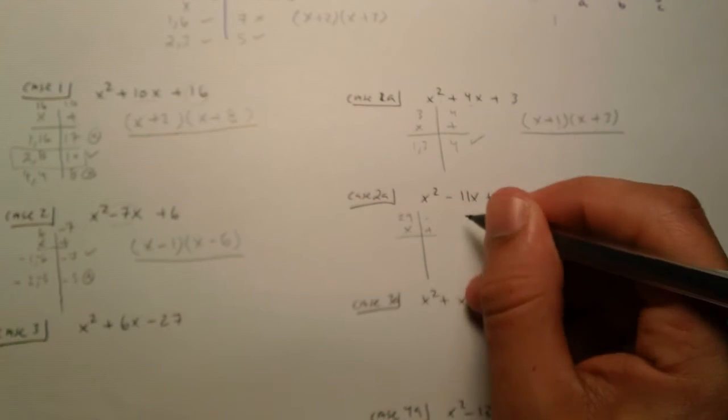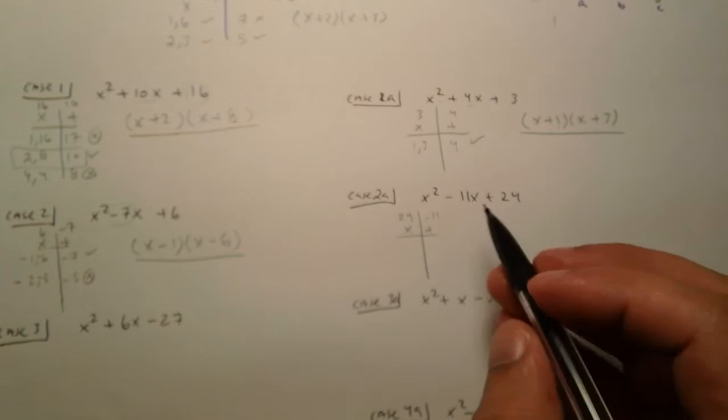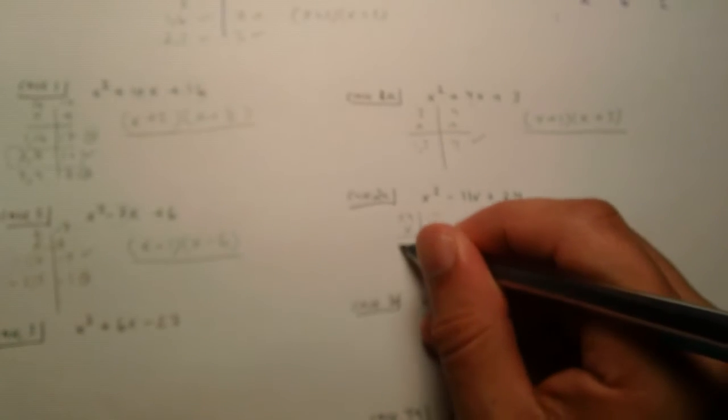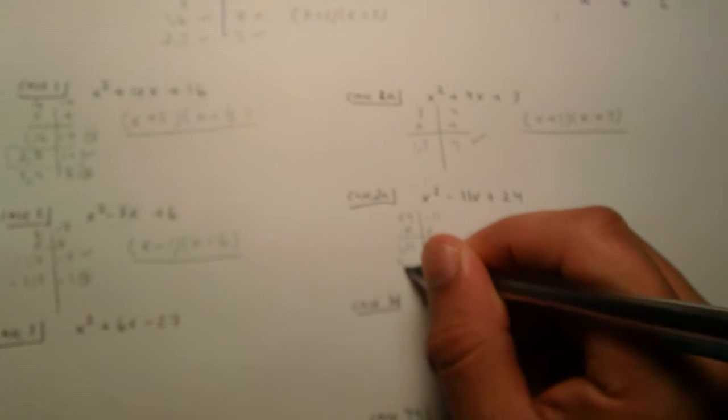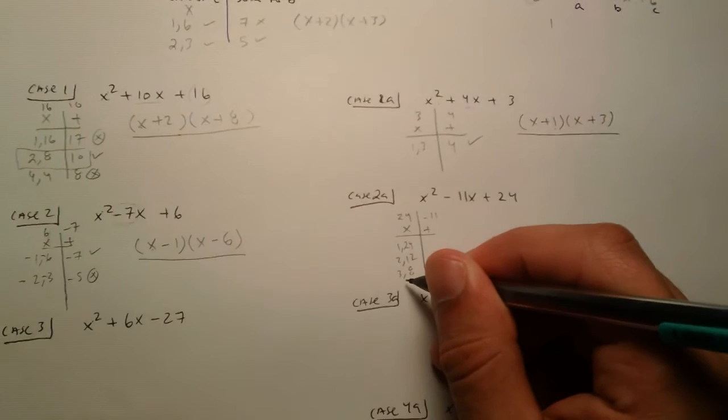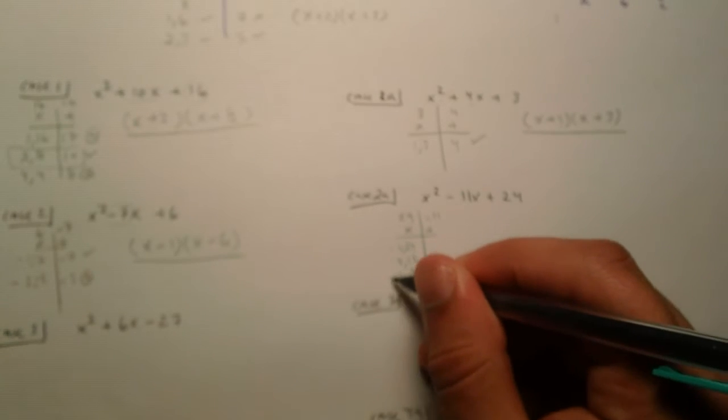We're adding to get negative 11. Okay, we have a positive C and a negative B, so that means that all of our factors will be negative. So we have 1 and 24, 2 and 12, 3 and 8, 4 and 6. Okay, so all of our values here will be negative.